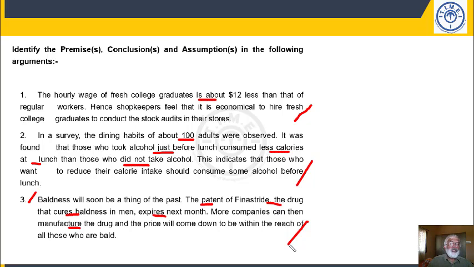That means the assumption here, so this is intermediate understanding again, but this is my conclusion. So the assumption here is that nobody wants to be bald. That given the chance, everybody is going to actually grow hair. So if you say the price will come down to be within the reach of all those who are bald, and then you say baldness will soon be a thing of the past, you're assuming that everybody will use this drug. That means nobody wants to be bald. Everybody wants to cure their baldness.